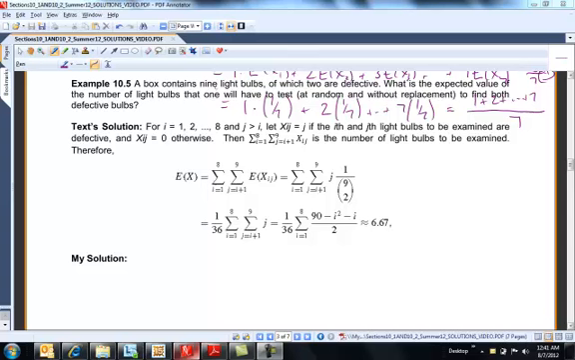Hi, here's another one that is a little bit different. I'll even show you my solution in a minute. I would not have thought of this in this way, thinking of it as a sum of expected values.